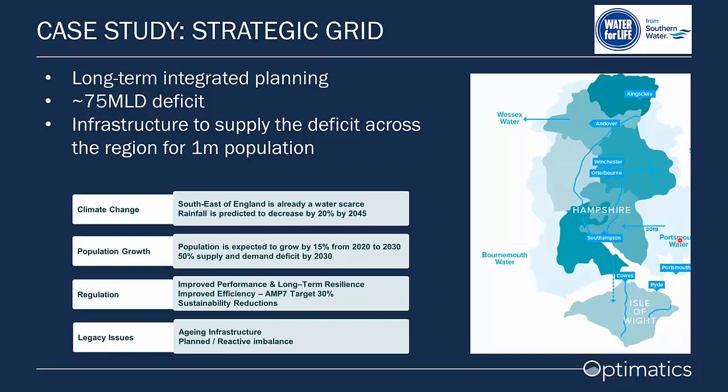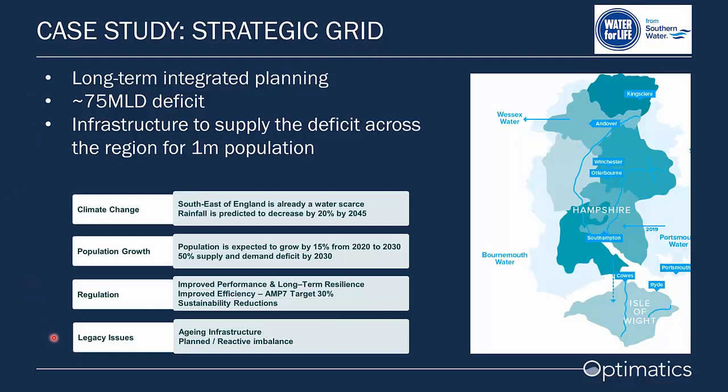In the south of England, in the Hampshire region, they're facing a projected deficit in an extreme drought condition in the future. So based on a number of factors, such as climate change, where rainfall is predicted to decrease in the future, population is predicted to grow, there's changes in regulatory requirements, so improved performance targets, improved efficiencies, sustainability reductions. All of these combine to predict a significant deficit in this system.